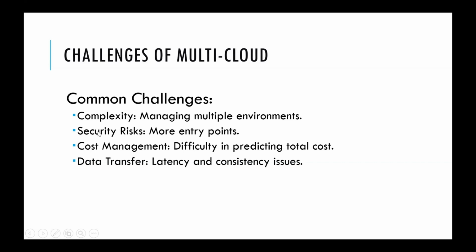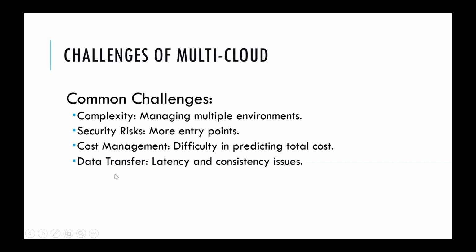Second one is the security risk because you will have more entry points inside your cloud. If you are using multiple cloud providers, you will have to enable multiple security rules or many networking related changes, so that this is not as secure, and this will have more entry points inside your cloud architecture. Cost management: difficulty in predicting total cost. If you are using multiple clouds like Azure, AWS, and Google Cloud, it will be quite difficult to check and manage all the cost, like what is the total cost you are getting for your resources.